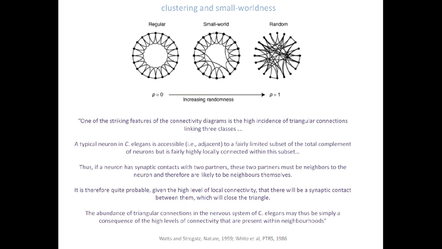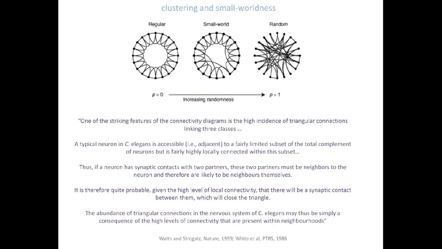Thus, if a neuron has synaptic contacts with two partners, these partners must be neighbors to the neuron, and therefore are likely to be neighbors themselves. So basically saying it's likely that we get lots of closed triangles. It is therefore quite probable that, given the high level of connectivity, there will be a synaptic contact between them, which will close the triangle. The abundance of triangular connections in the nervous system of C. elegans may thus be simply a consequence of the high levels of connectivity that are present within neighborhoods. So this was just a qualitative observation saying that in local subsets of neurons, we find lots of these closed triangular motifs.